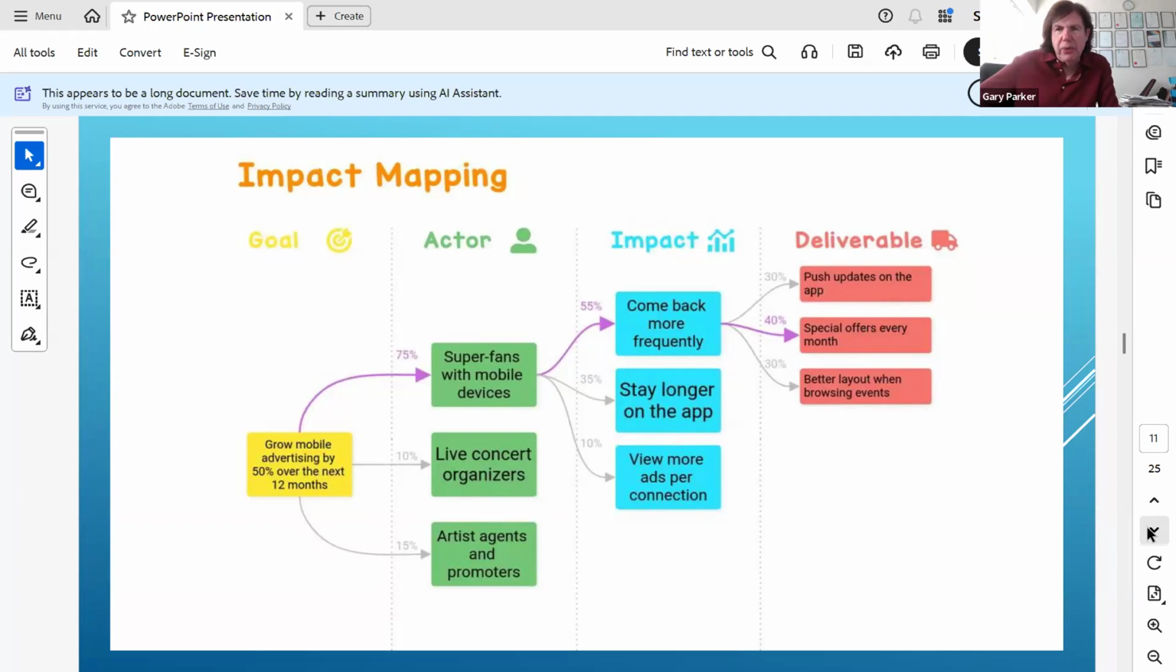The deliverables were push updates on the app, specific offers every month, and better layout when browsing events. But again, it's the structure that's important there, really. So you've got your goal, then you've got your actors, then you've got your impacts, and then the deliverables. So you can put whatever you wish down as goals, and obviously the actors for all your projects, I suspect, may well be different. So that's quite an easy way of doing it, and shows your strategy all on one page.